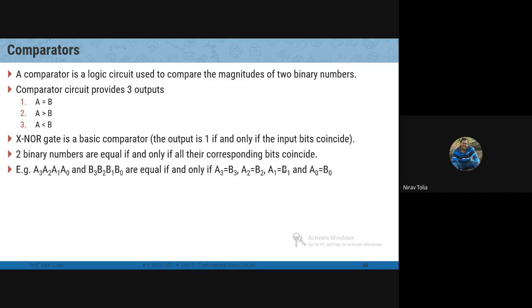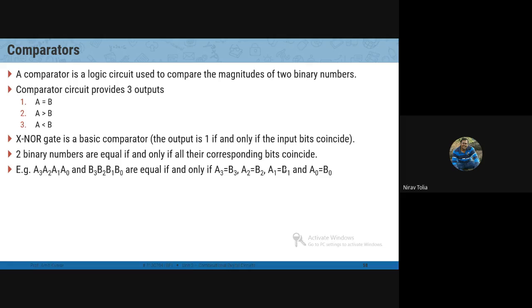So suppose we have two binary numbers A and B, and both the binary numbers have 4 bits. Let's say in binary number A we have A3, A2, A1, A0. And in another binary number B, again we have four bits. Let's say it is B3, B2, B1, and B0.